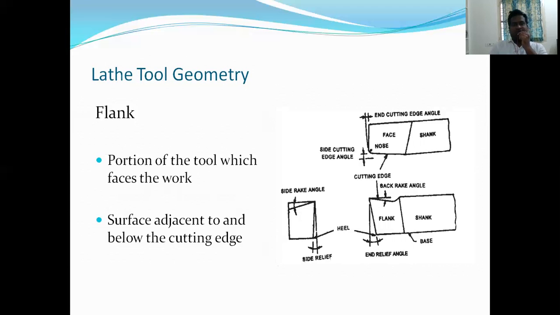The surface adjacent to and below the cutting edge is the flank, right? Flank is adjacent to the cutting edge and below the surface, and the portion of the tool which faces the workpiece, we are calling it the flank.